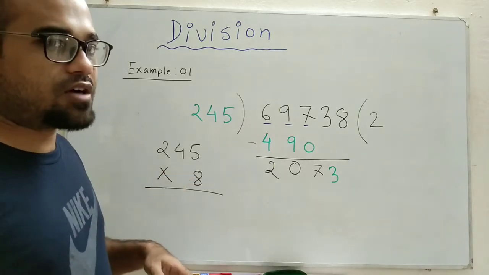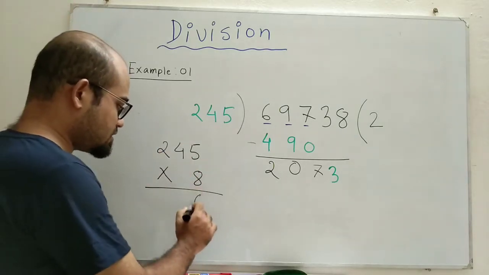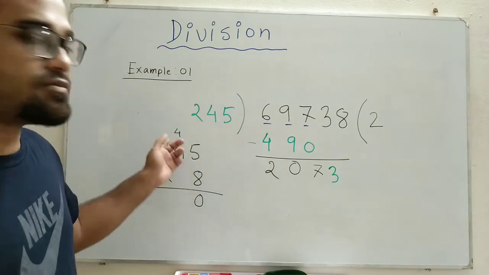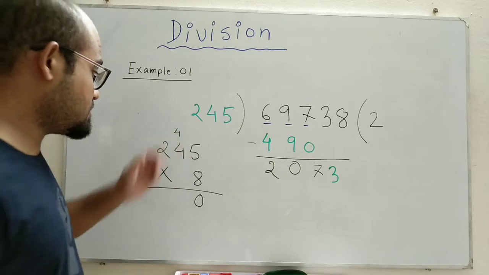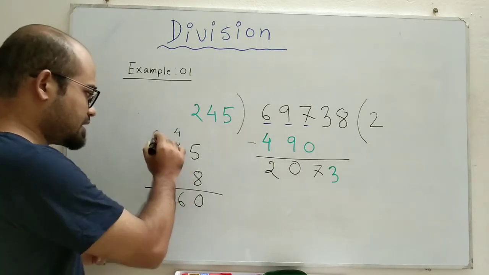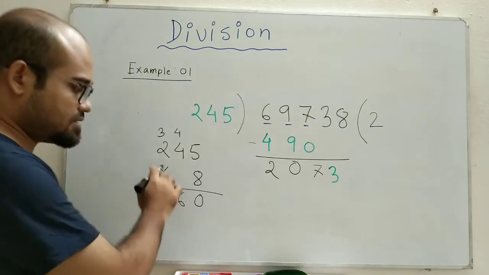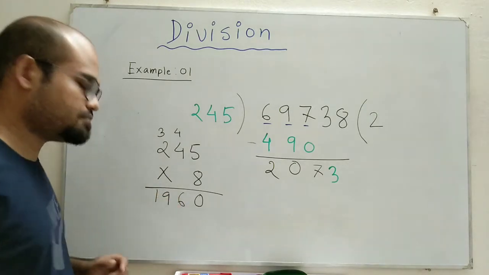8 times 5 gives me how much? 8 times 5 gives me 40. There is 0 over here. We'll carry 4 over here. 8 times 4 gives me 32. 32 plus 4 gives me 36. I'll carry 3 over here. 8 times 2 gives me 16. 16 plus 3 gives me 19, so 1960.